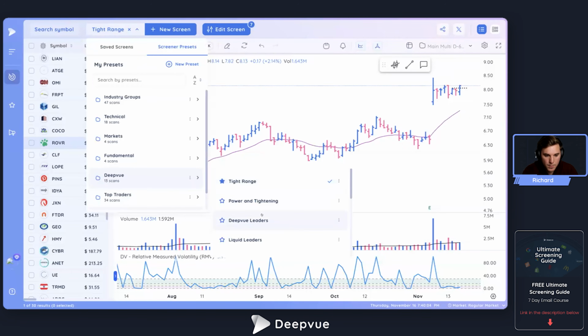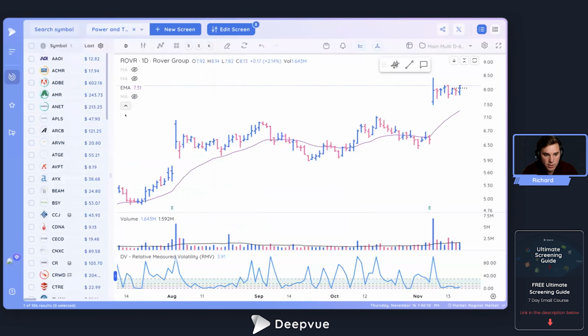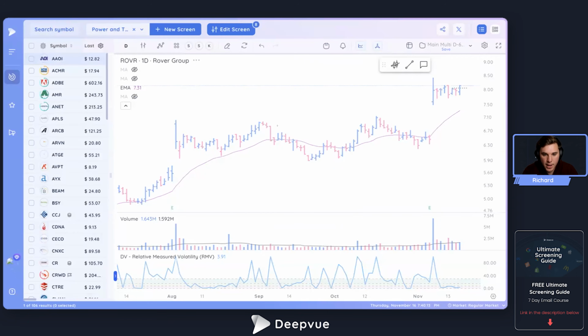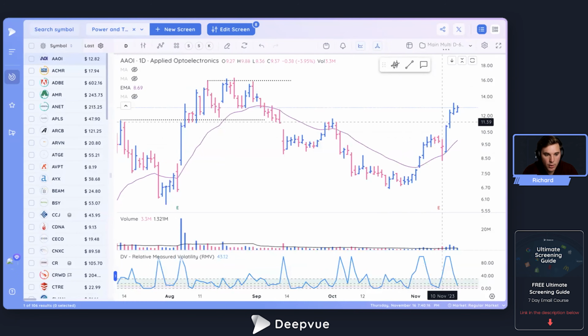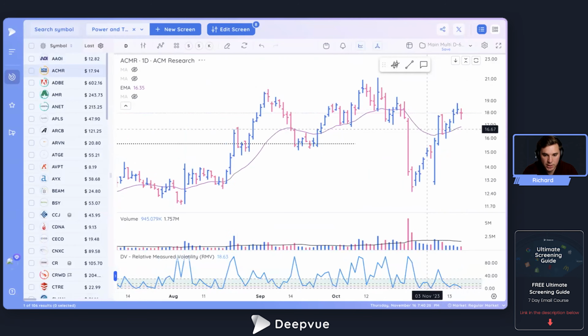Now let's load up the power and tightening. So this is looking less at whether the stock is forming a tight range and more at whether it has been a really strong prior leader and overall it's tightening up. So AAOI has made a really big move and its price has expanded, but over the last few days, it actually is getting tighter in terms of its action. So that's what the screen is looking for.